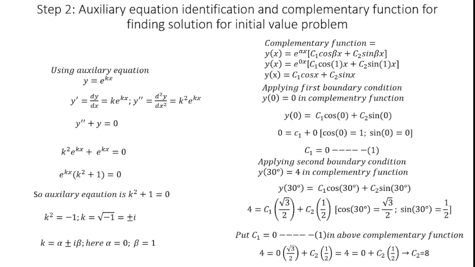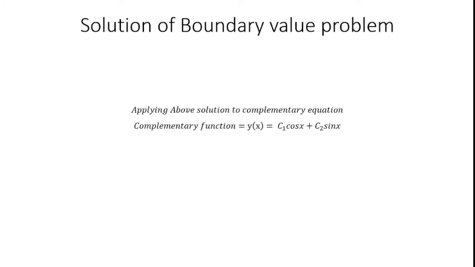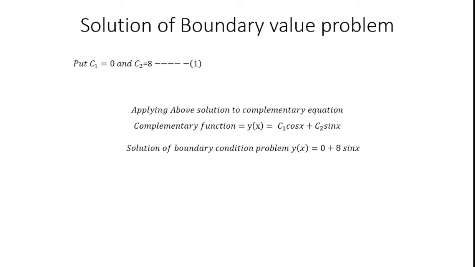Likewise, with simple mathematical calculations using the available complementary function equation, I can find the C1 and C2 values. So what is the next step? We can get the solution of the boundary value problem. Yes, applying the above solutions on the complementary equation. The complementary function is y of x is equal to C1 into cos x plus C2 into sin x. Already we know. Solution of the boundary value problem, y of x is equal to, how can I get it?